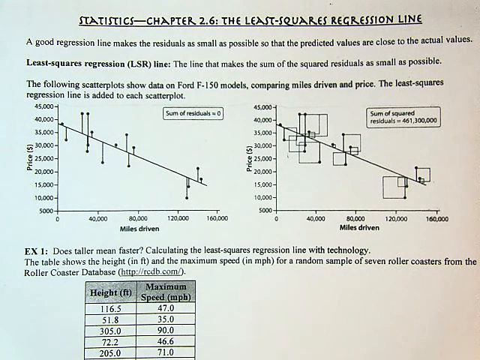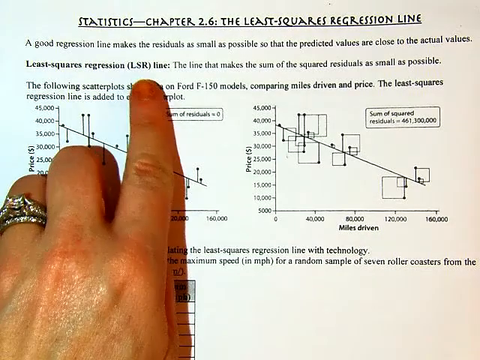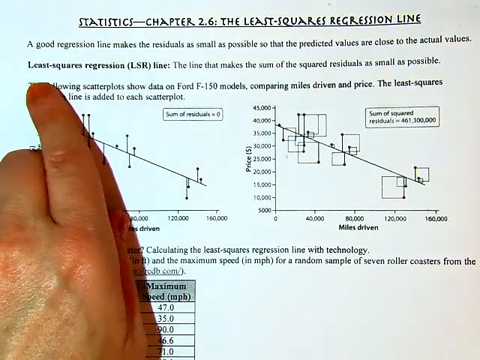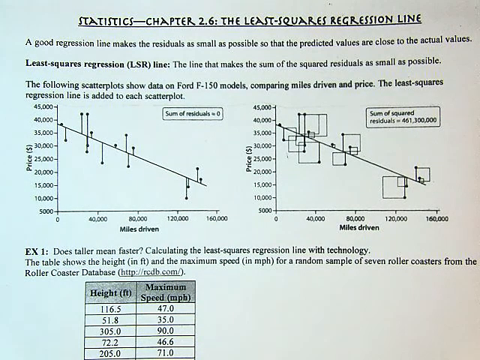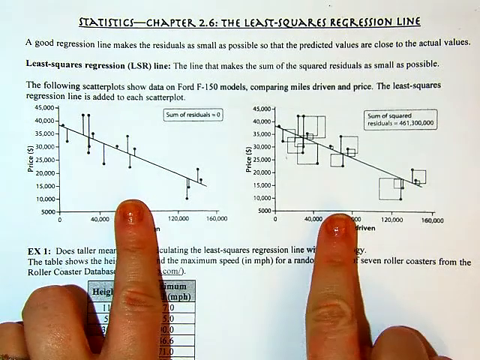So if I'm being technical, that least square regression line, or LSR for short, in case you don't want to write this every time, is the line that makes the sum of the squared residuals as small as possible. To help you visualize what that actually means, we have two scatter plots here.